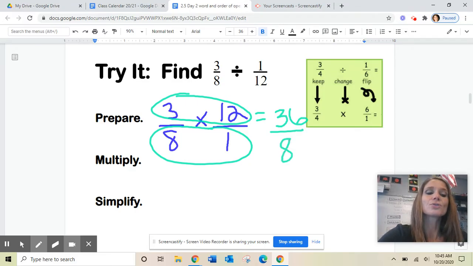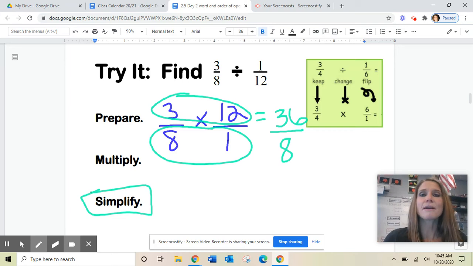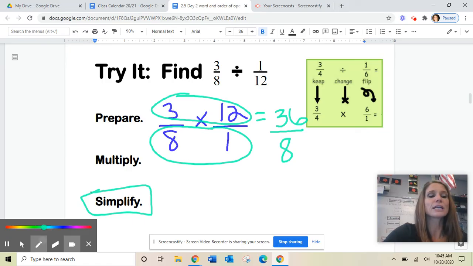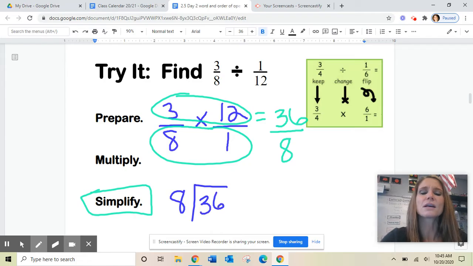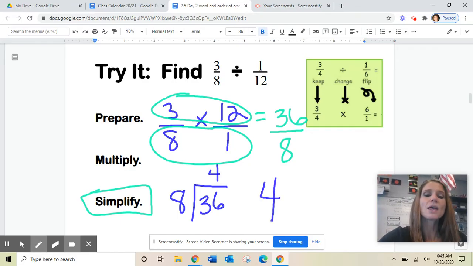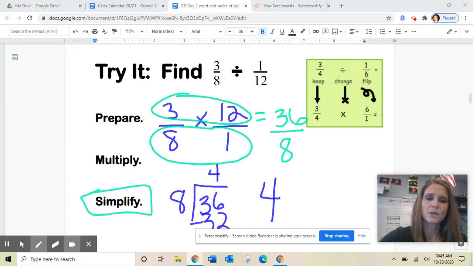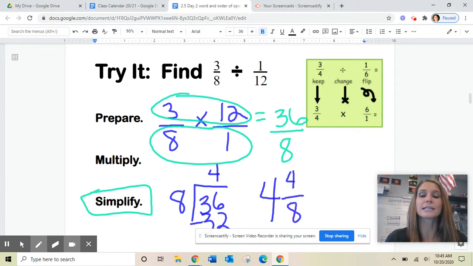And now we need to look to simplify. So I see that my value is big on top and little on the bottom. This is an improper fraction, which means I need to turn it into a mixed number. So I'm thinking, how many 8s go into 36? Some of you can just mental math this. If not, use your multiplication chart. If I count by 8s, 8, 16, 24, 32, it takes me 4 times to get there. 4 becomes my whole number. 32 is as close as I can get here. And then if I subtract, I end up with 4 extras. So 4 and 4/8 is my mixed number.